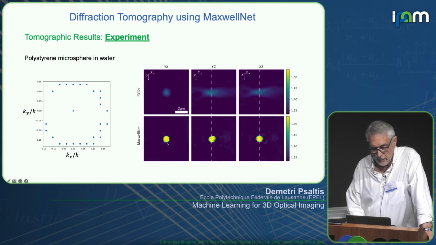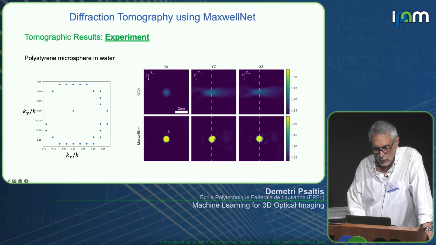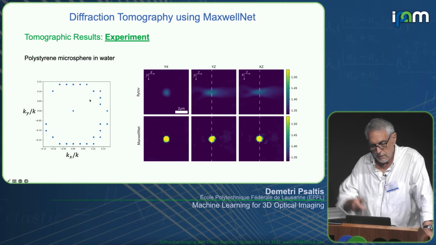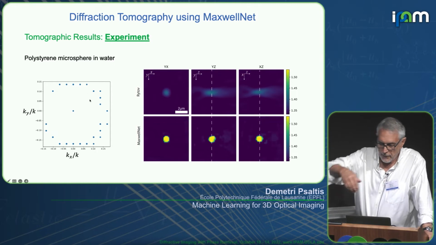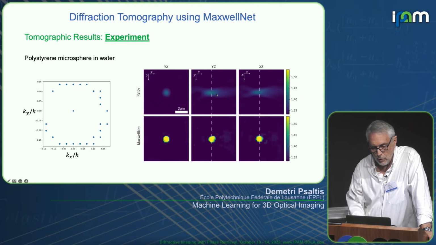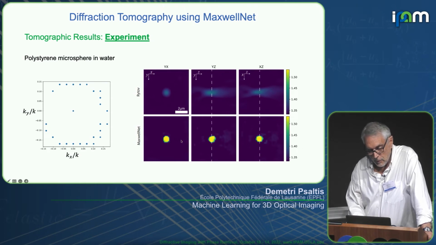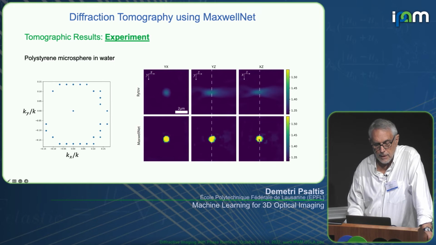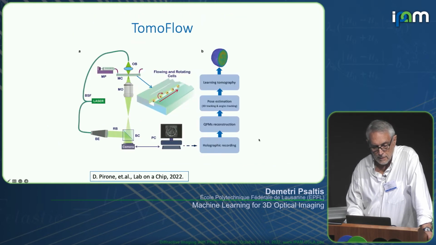So this is an experiment of a single bead, a polystyrene bead in water, and it was illuminated in a circular pattern, at different angles going around the top. And this is the normal Wolf transform reconstruction, which has the missing cone, and because it's stretched out in the z direction because of the missing cone, and the index is underestimated. Whereas again, this Maxwell net did very well to predict it.